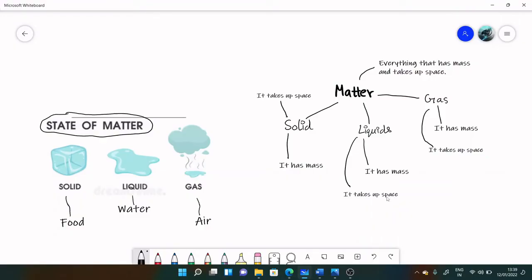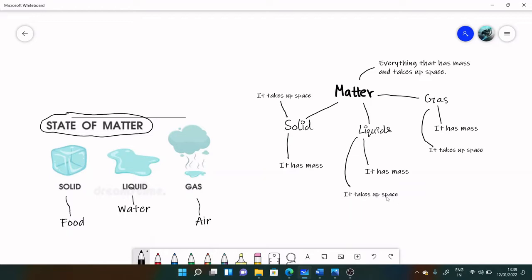This is where we stopped in the last video. We discussed what is matter and what the phases or states of matter are. We found out that it's solid, liquid, and gas, and we checked if they actually matter by checking if they meet up to the definition of matter. Now, do you know what's the difference between solid, liquid, and gas?